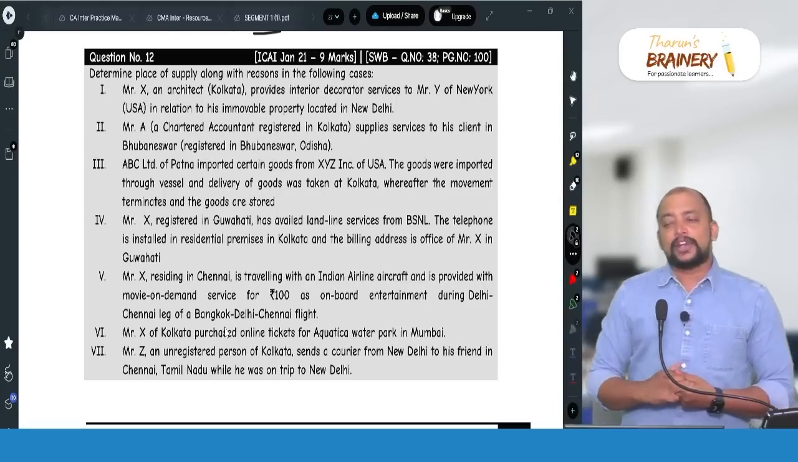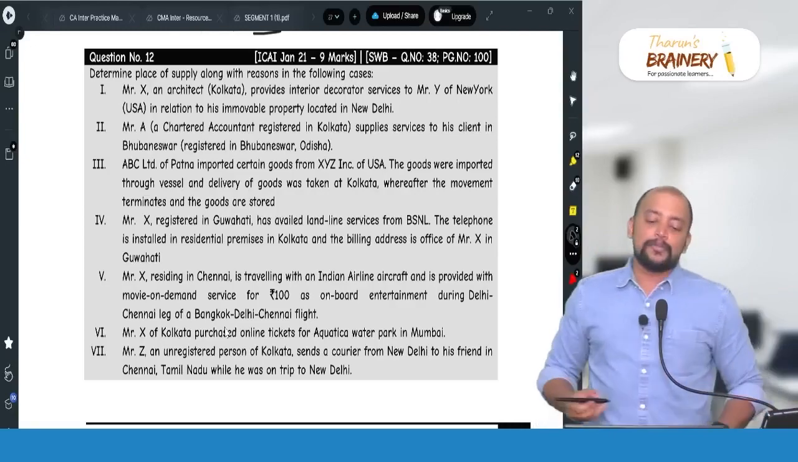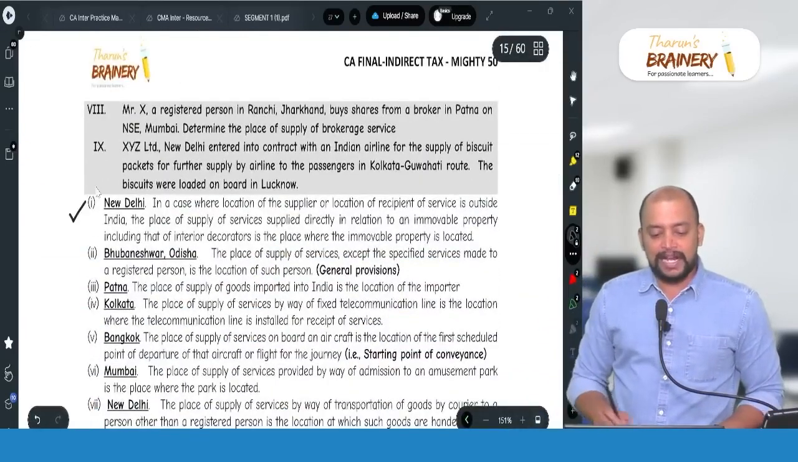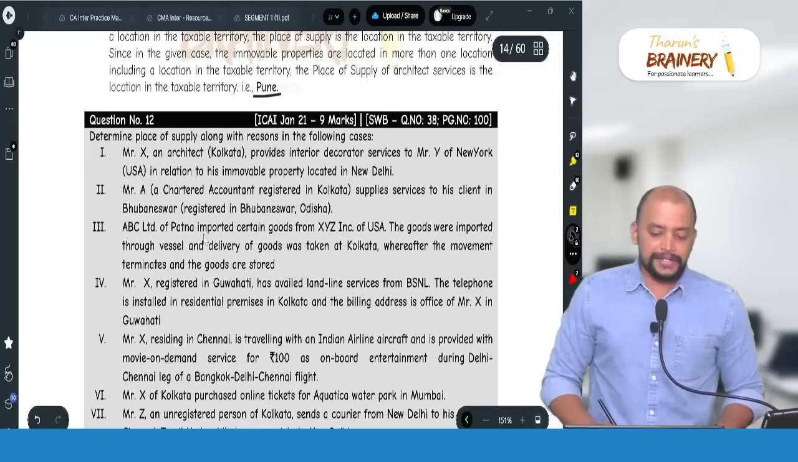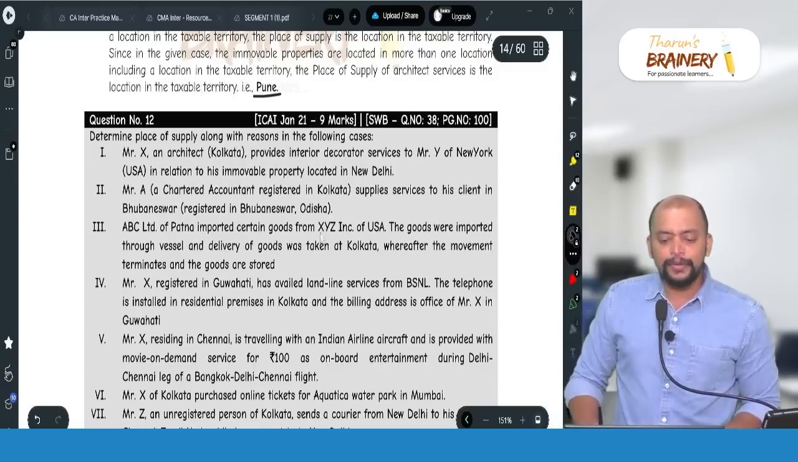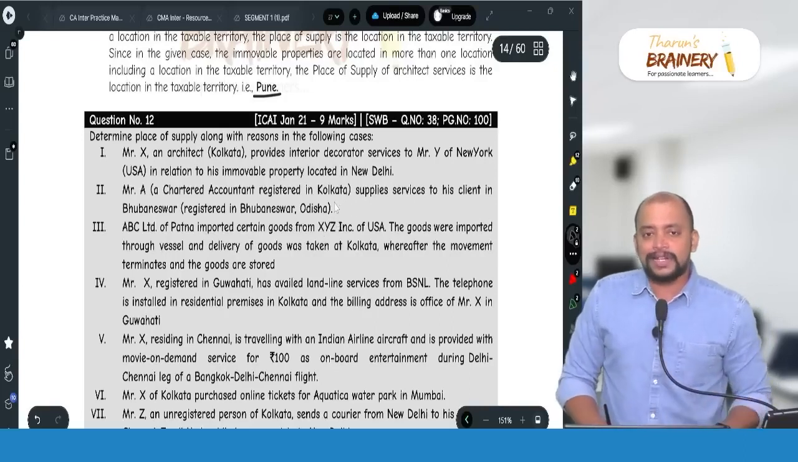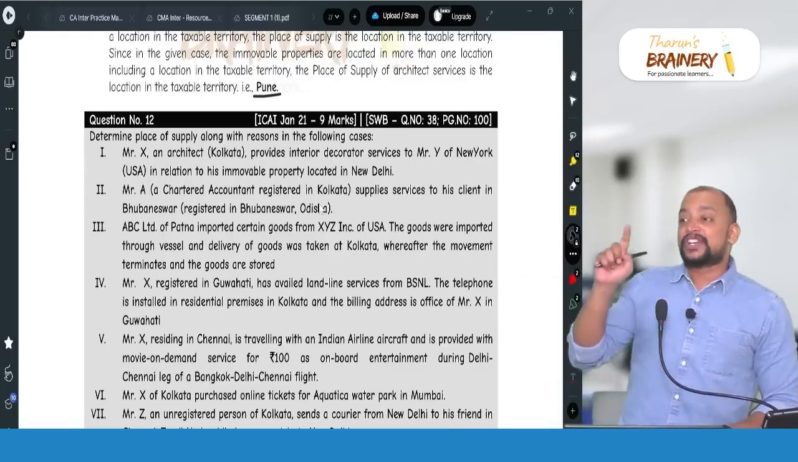As per section 13, always location of immobile property will be taken as a place of supply. Here, as the immobile property is located in New Delhi, New Delhi will be taken as the place of supply in this case. Then second, Mr. A, chartered accountant registered in Kolkata, supplies services to his client in Bhuvaneshwar, registered in Bhuvaneshwar, Orissa. Now in that case, normal chartered accountant services, we don't have any specific provision. It is general provisions, section 12.